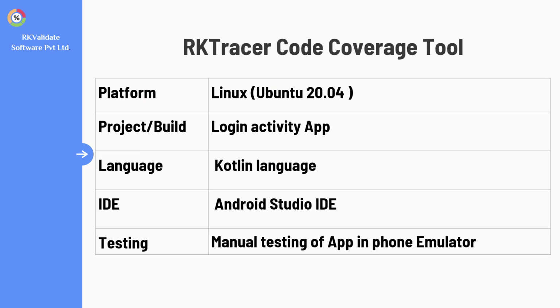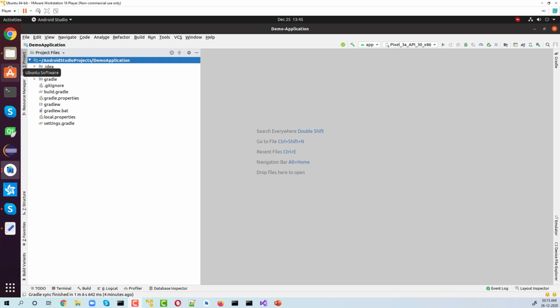In this video, we are going to learn how to generate code coverage using the ArchiTracer tool when we do unit testing or manual testing of an application in the phone emulator. For this video, we are going to use only manual testing of an app in the phone emulator. The project is built on the Android Studio IDE, and the language is Kotlin. We are going to use a login activity app that comes with the Android Studio IDE, and the platform is Linux Ubuntu 20.04. So this is the project that we have here.